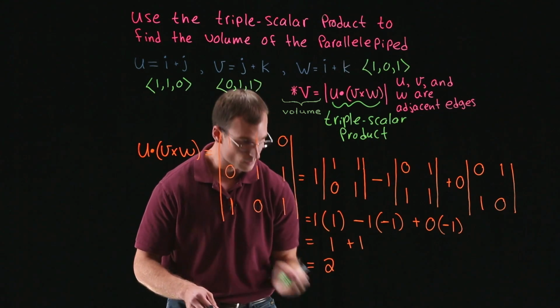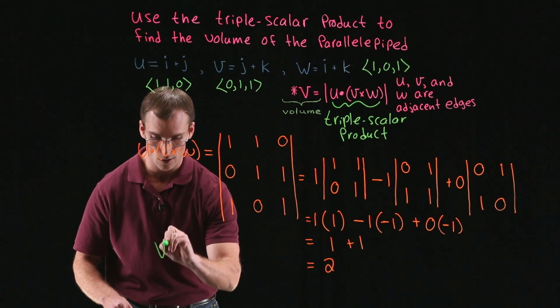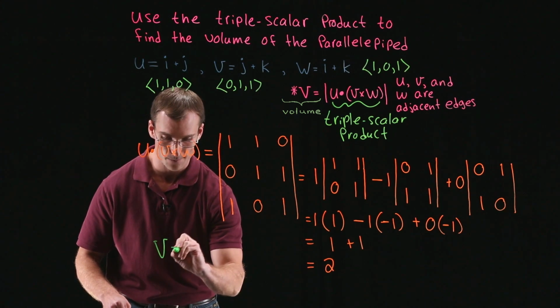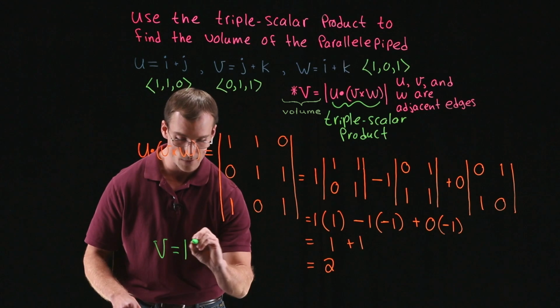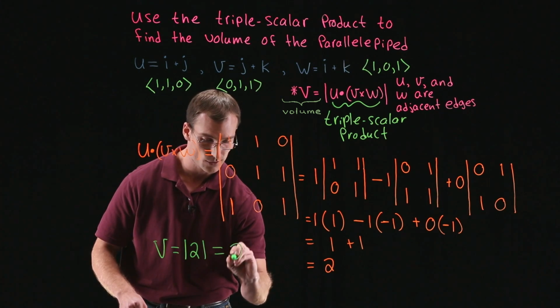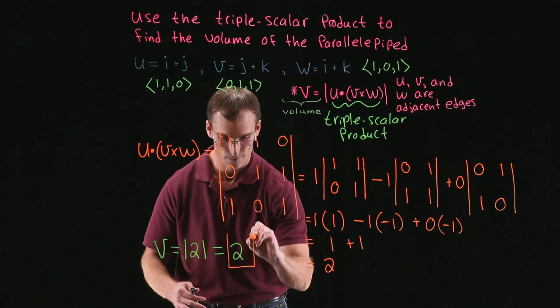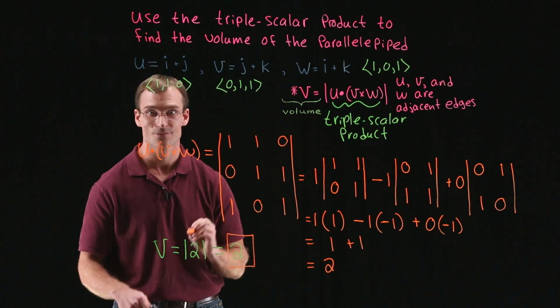The triple scalar product comes out to be positive, but just to be technical, the volume of our parallelepiped is the absolute value of our triple scalar product. So the absolute value of 2, which is just 2. So there we have it. Thank you very much.